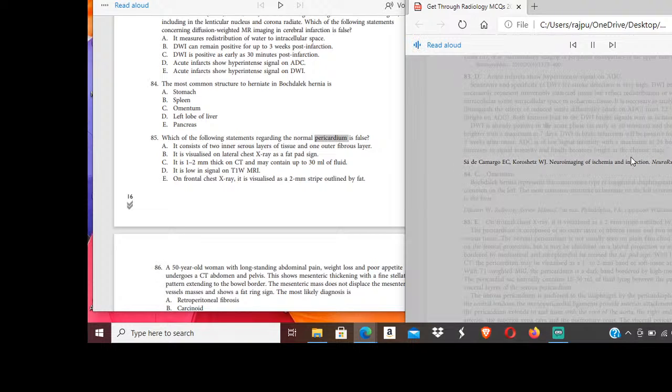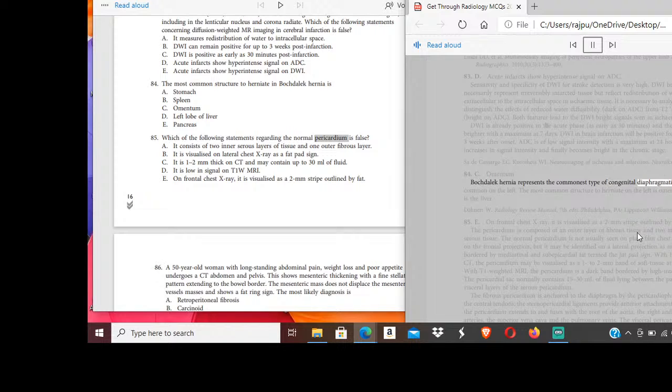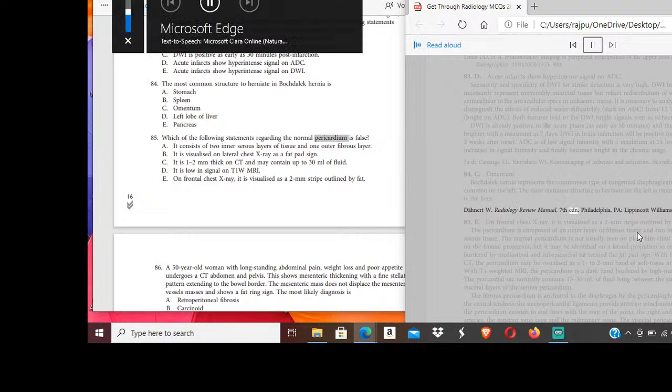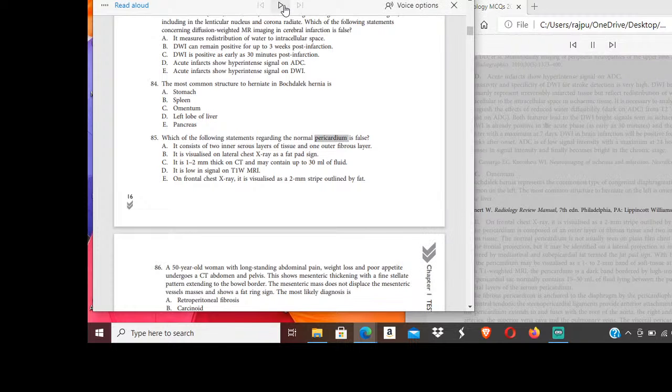84. C. Omentum. Bochdalek hernia represents the commonest type of congenital diaphragmatic hernia. It is more common on the left. The most common structure to herniate on the left is omental fat, on the right is the liver. Dähnert W., Radiology Review Manual, 7th ed. Philadelphia, PA, Lippincott Williams and Wilkins, 2011.